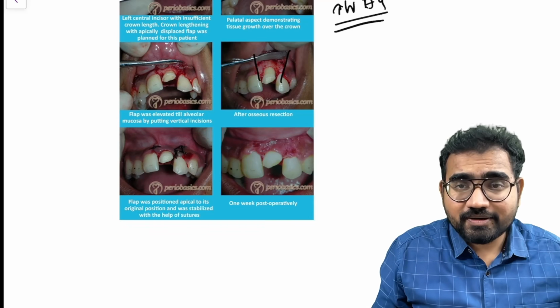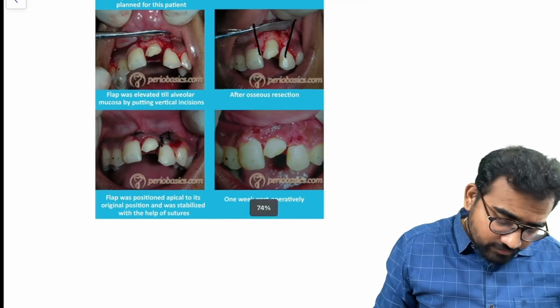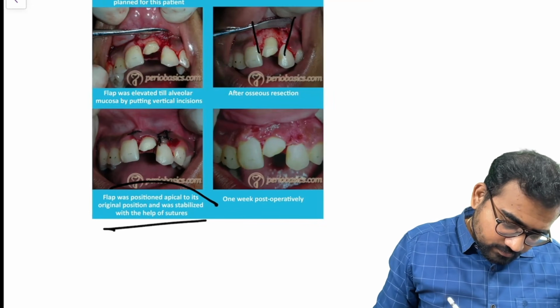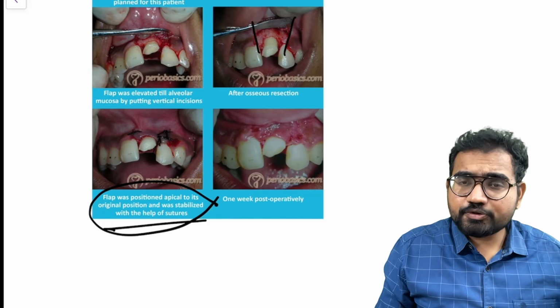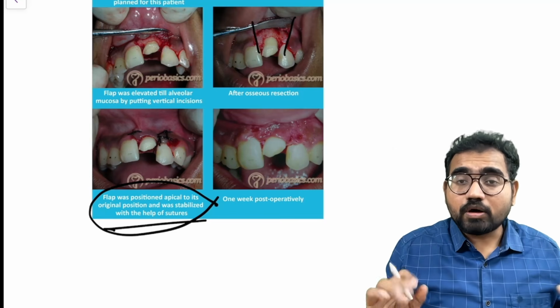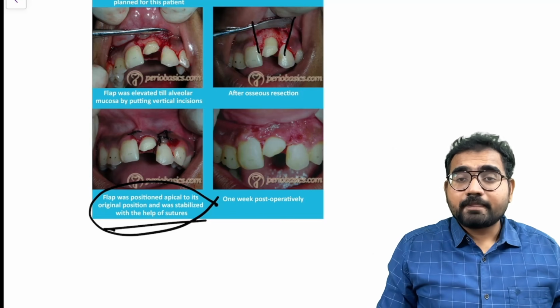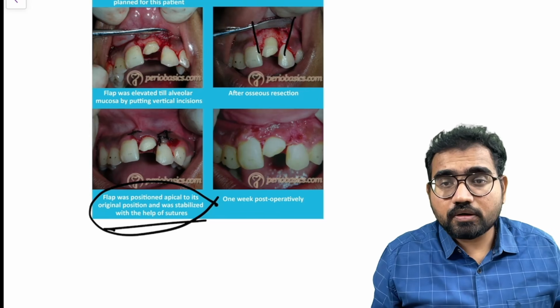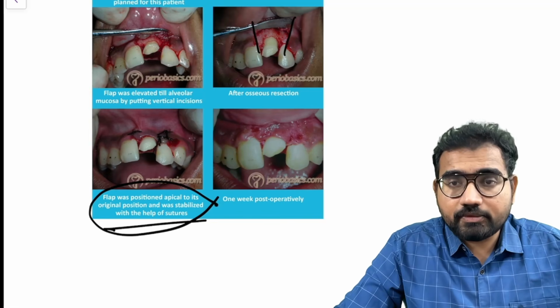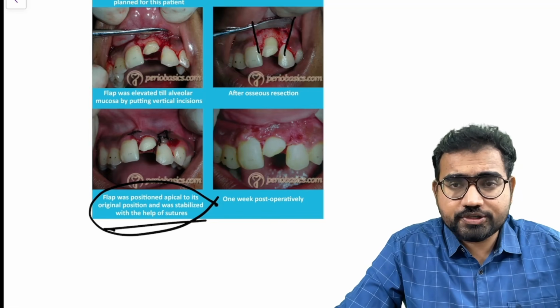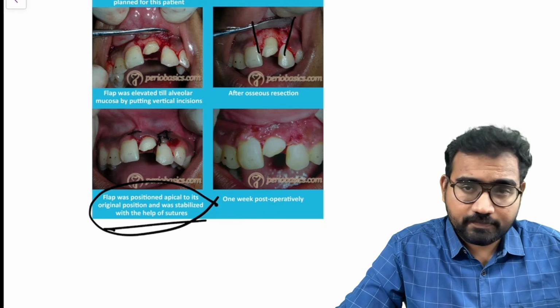apical position, that is, at the level of the alveolar crest. What is the apical position? The desired height I want. Say for example, I need 2 mm of crown, I need 2 mm of tissue to be removed to maintain my biological width. Then I will do 2 mm of osseous reduction and I will place the gingiva over it.